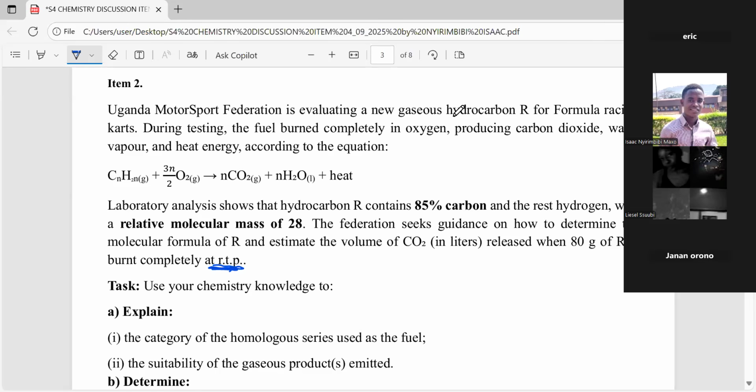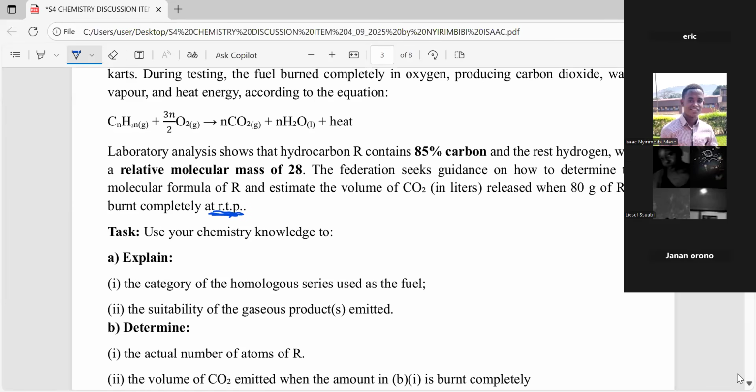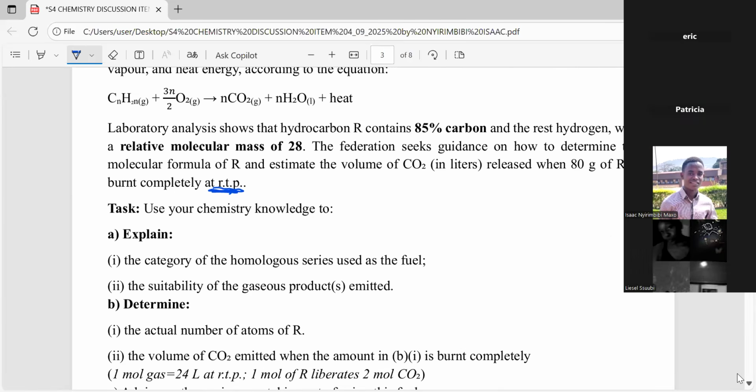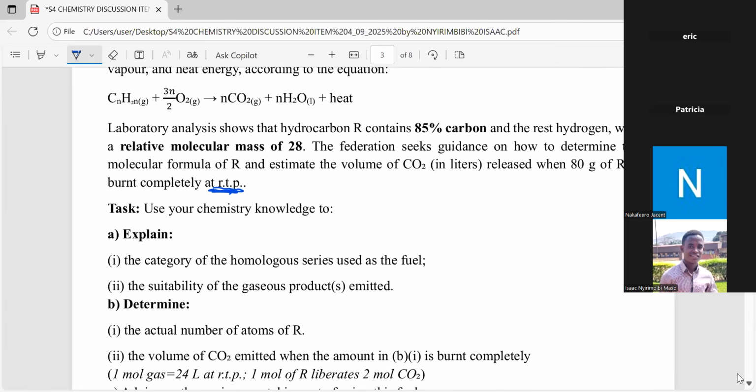So Subi, be ready. When you reach part B, I believe part B is the one which is talking about those. Yeah, you think part B, very good. Part B is talking about those 2 things. So you'll be able to take us through that, Subi. Now let me request another person to take us through part A. Subi will take us through that part B, part 2. Okay, let me have Patricia. Patricia, take us through part 1 and then Eric part 2. Okay. So the category of the homologous series used as the fuel.